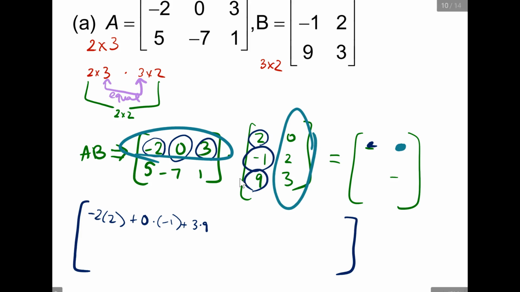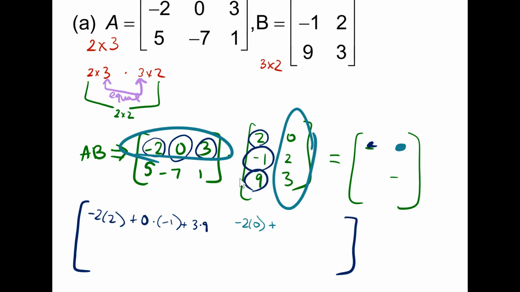Ready for this one? Negative 2 times 0 plus, and I'm just matching each one. Okay, I'm so confused. Okay, so for this first number, you ready? Negative 2 times 2. Go across with the left, down with the right. And then 0 times negative 1, 3 times 9. That was this first number. I have to add them all together and find a number, but then I want to find this one.